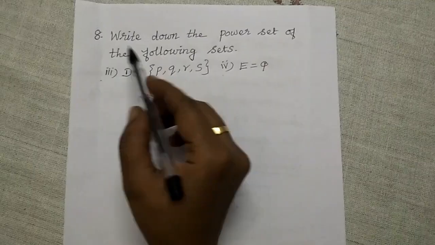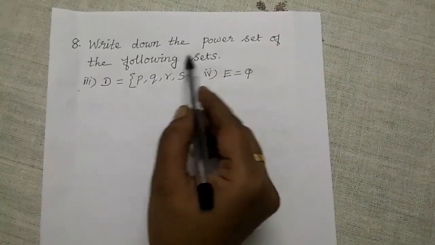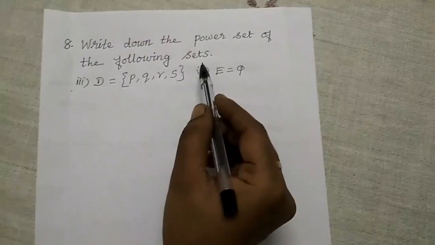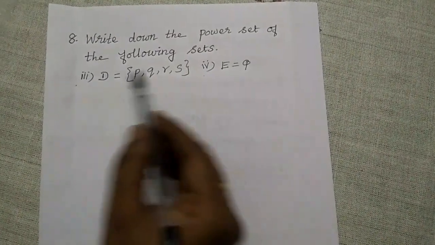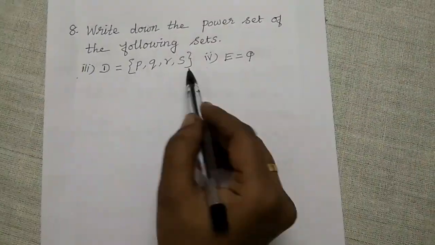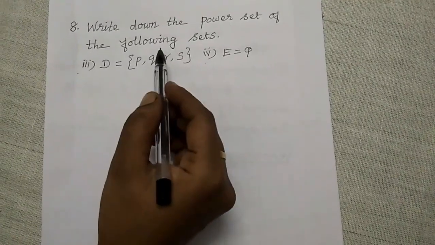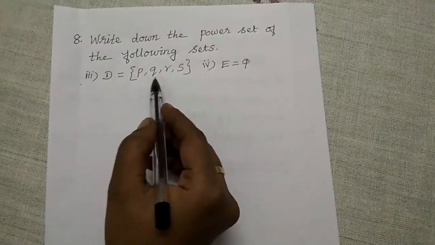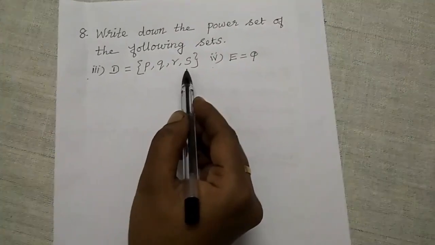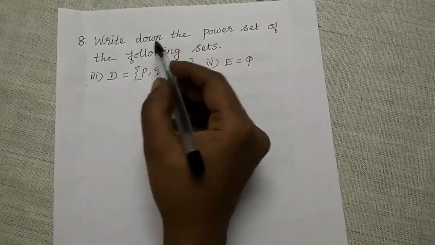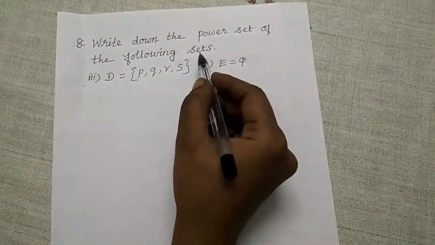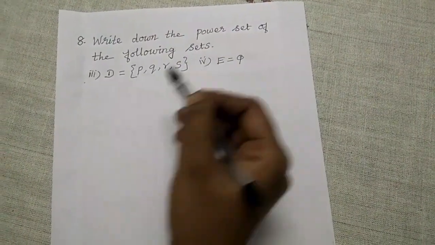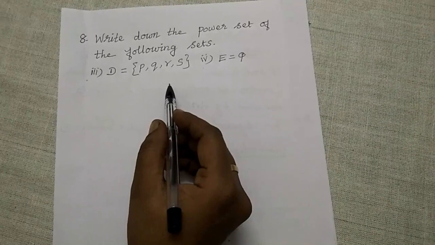Then, 8th question. Write down the power set of the following sets. Third one and fourth one. Now you have to see. First two questions homework for you. Third one, D is equal to set of P, Q, R, S is given. Okay. Then find the power set of the following set. First we have to find the subsets of the set D.